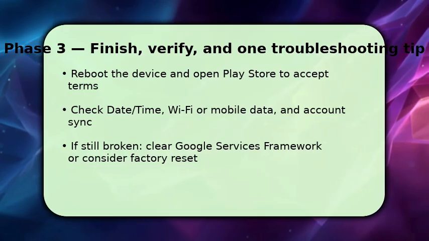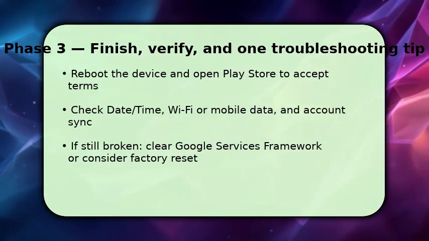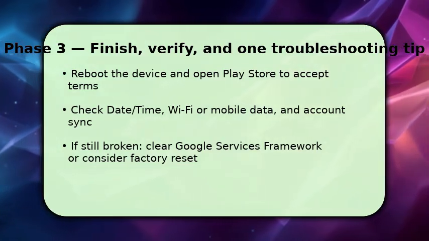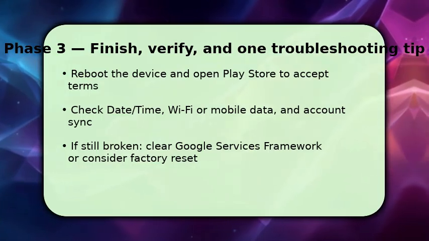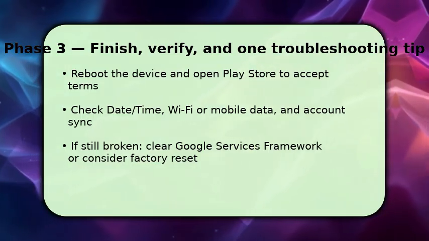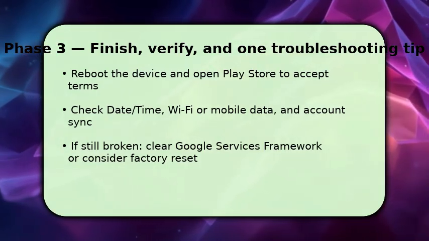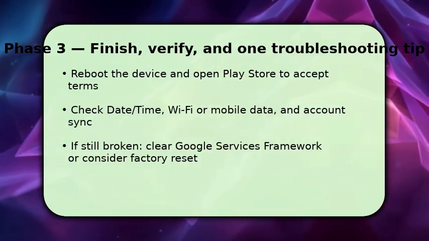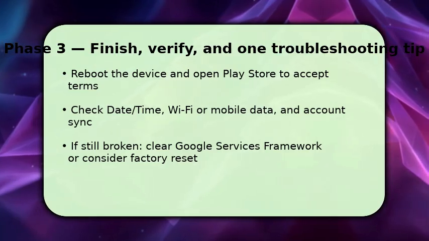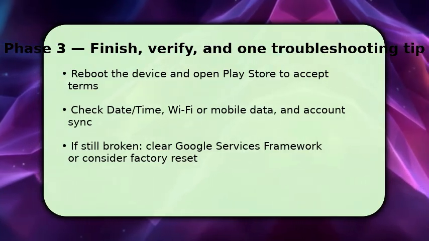Finish by rebooting your device, then open the Play Store so you can accept terms and allow initial updates. This finalizes registration. Make sure date and time are correct and your internet connection is stable, because authentication fails when clocks are off. If the store still won't appear, clear data for Google Services Framework and reboot once more.